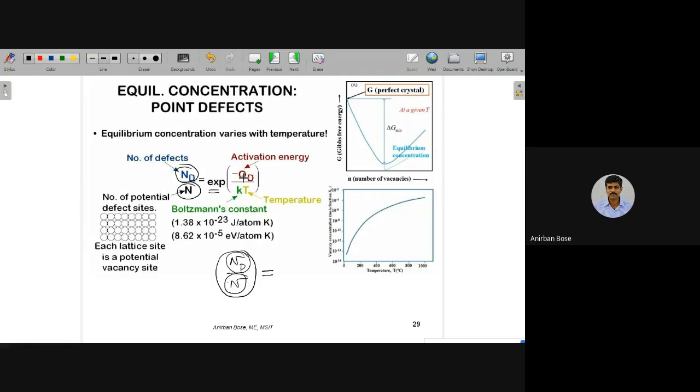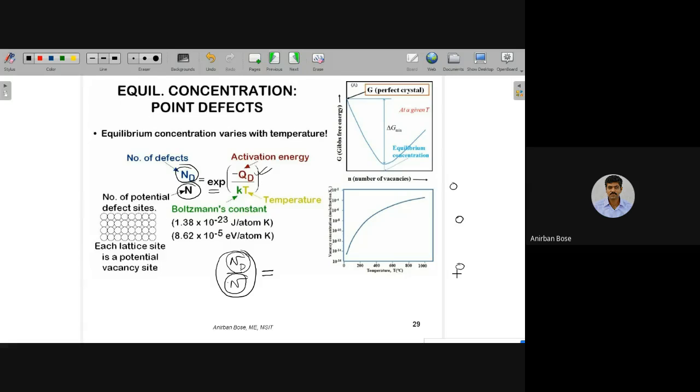Exponential of minus Q. That is the activation energy required to create that defect. Suppose that particular point defect is a vacancy. So to form a single vacancy, how much energy will increase? This is that quantity. This activation energy means to create a single point defect, how much energy will rise in the material.